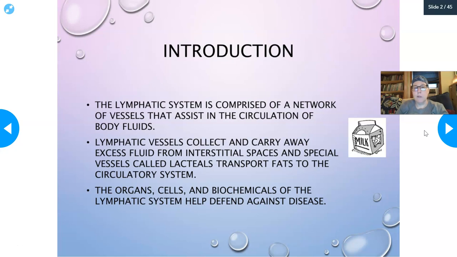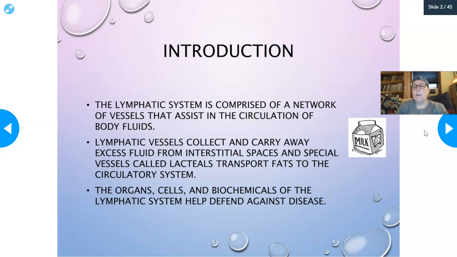So lymphatic vessels collect and carry away this excess fluid from the interstitial spaces, which is the spaces between the cells and tissues. And there are also special vessels called lacteals. So think lacto, milk, right? These vessels look white, and it's because they transport fats to the circulatory system.